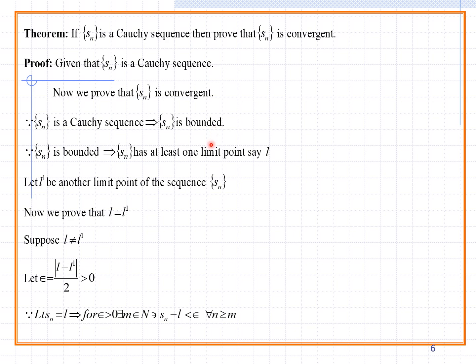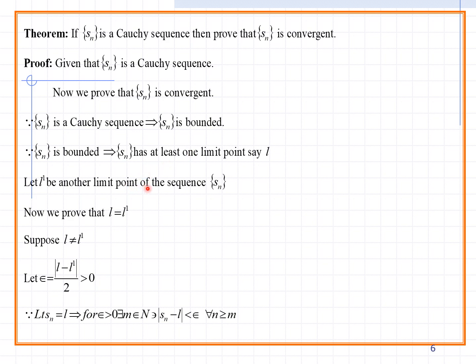But if two limit points existed, it is not a convergence. Let us see that. Let L dash be another limit point of the sequence Sn. So actually, bounded means there are two limit points, one is L, the second one is L dash. If both are the same, you can prove L equals L dash, and a single limit point exists.